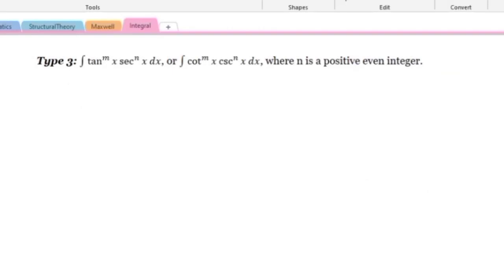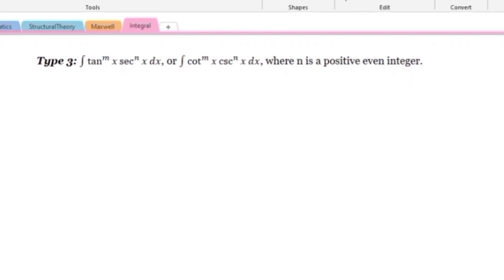For the powers of trigonometric functions type 3, we have the integral of tangent to the m x secant to the n x dx, or cotangent x raised to m and cosecant x raised to n, where n is a positive even integer. This means the exponent of the secant or cosecant is a positive even integer.